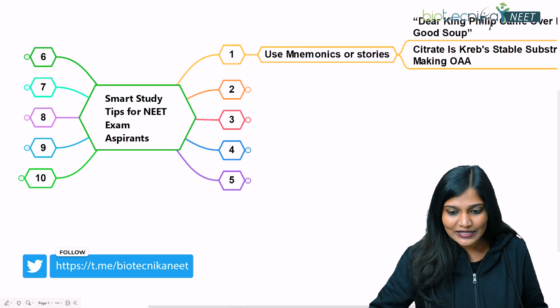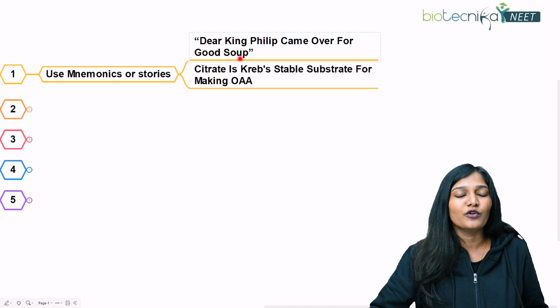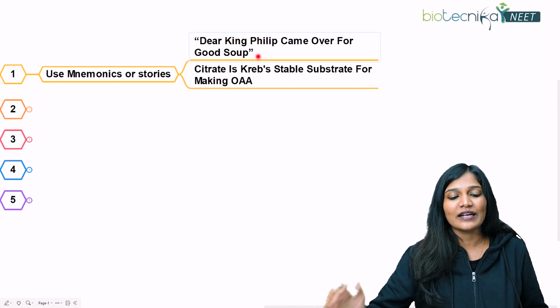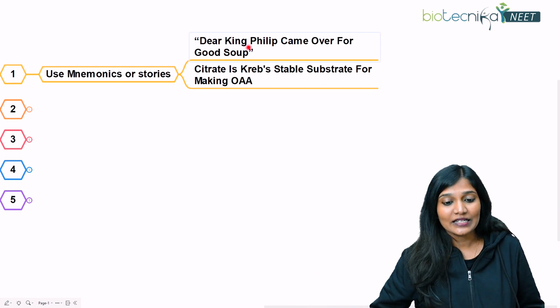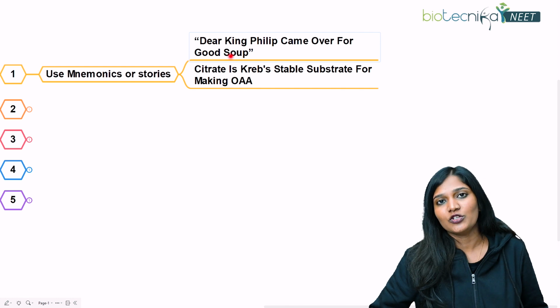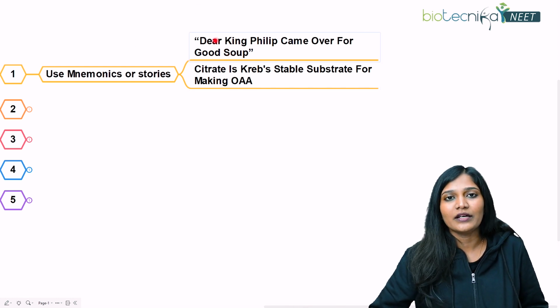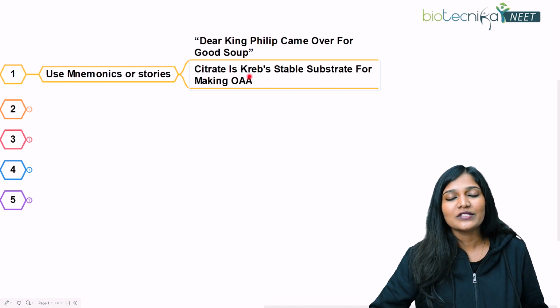I'm going to give you an example of mnemonics, like, dear King Philip came over for good soup. If anybody wants to study biological classification, it starts with domain, kingdom, phylum, class, order, family, genus and species. If you remember this one, you will get the match the following questions done correctly.